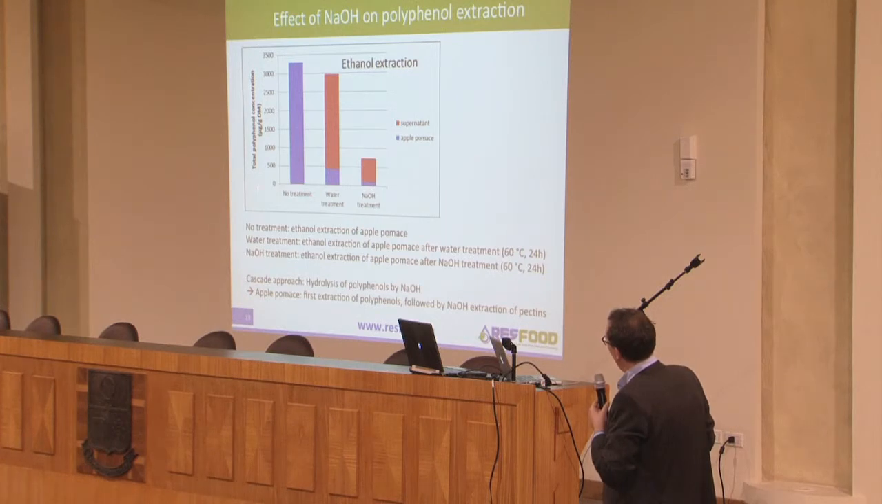When we say we have no pre-treatment, it means that we immediately did an ethanol extraction of the apple palms. After the treatment, we did an ethanol extraction of these apple palms after we treated the palms with water at 60 degrees for 24 hours. And we use these conditions because the pectins were also extracted with sodium hydroxide at 60 degrees and 24 hours.